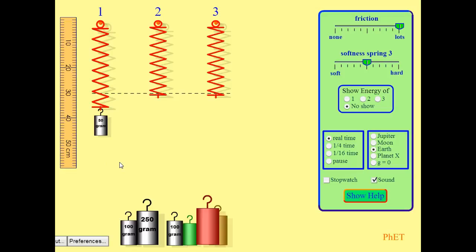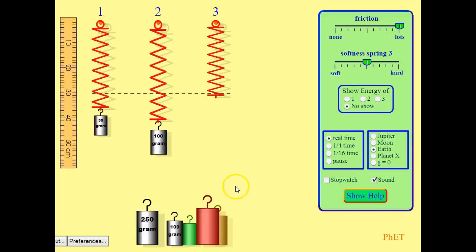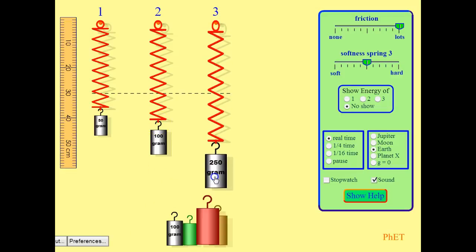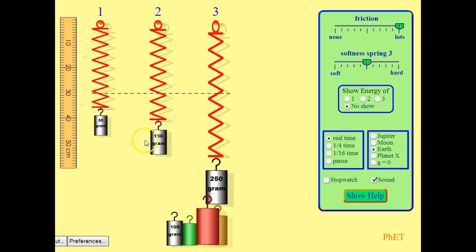The stretch or compression, the X value, is always measured from the equilibrium position. If we hang 100 grams, as expected, double that mass, twice the stretch, has stretched us out to 10 centimeters. 250 grams, which is 5 times the original amount over here, gives us a stretch of about 25 centimeters, as opposed to the 5 for the 50 gram.